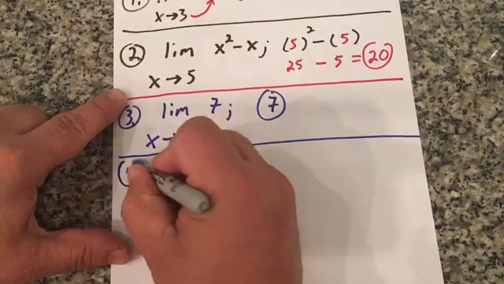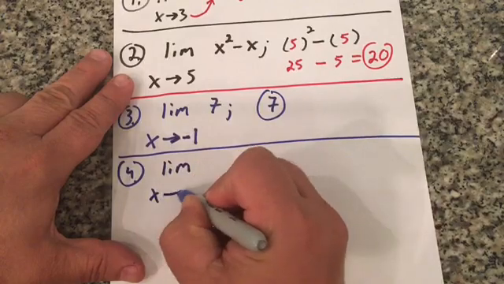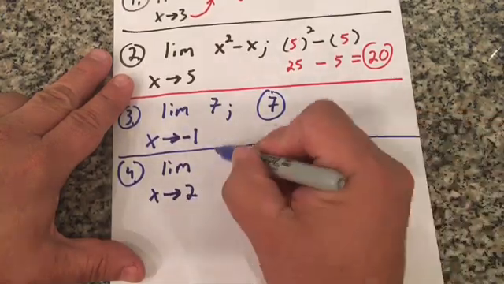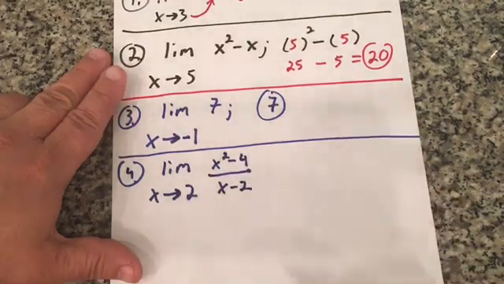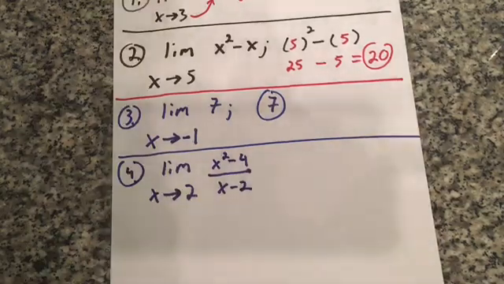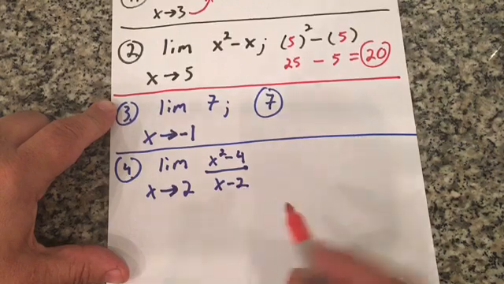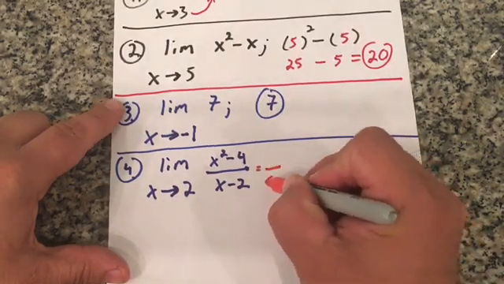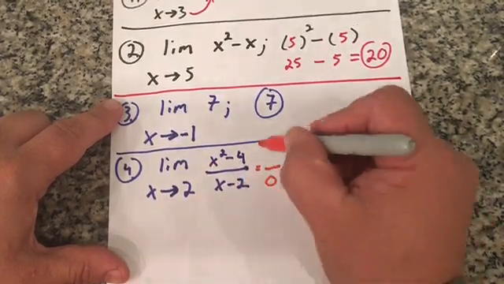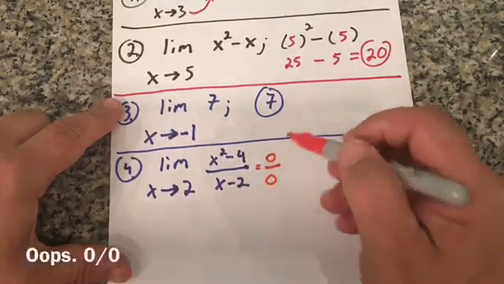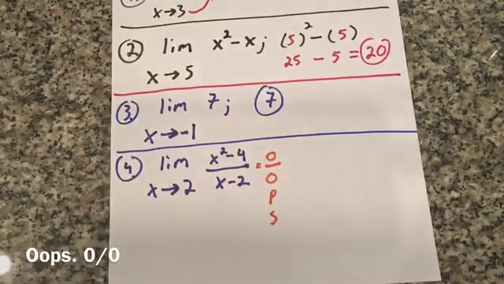Number 4. Limit as x approaches 2 of x squared minus 4 over x minus 2. This one is a little tricky. Notice, if we plug 2 in, if we put 2 in the bottom, we get 2 minus 2. So that's going to equal 0 on the bottom. If I put 2 in the top, 2 squared, that's 4. And 4 minus 4 is 0. So looking at this, that spells oops. That means we can't do it. You have to do something else.